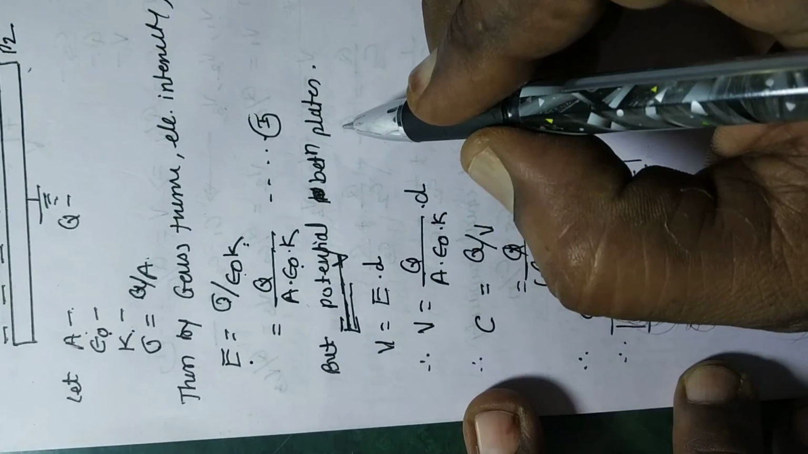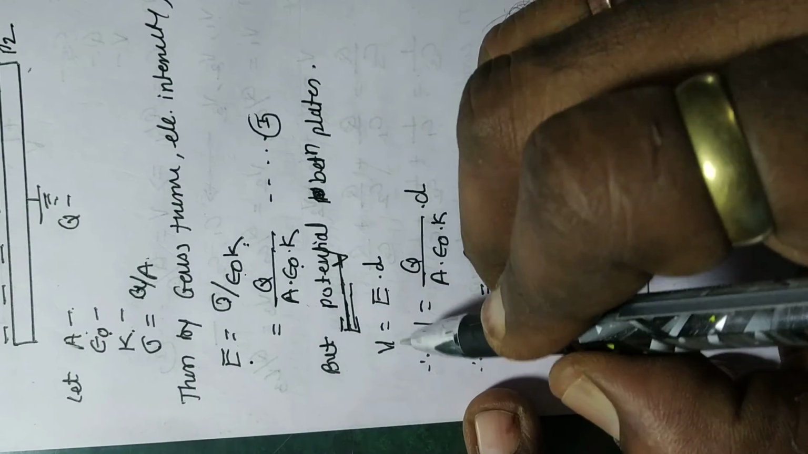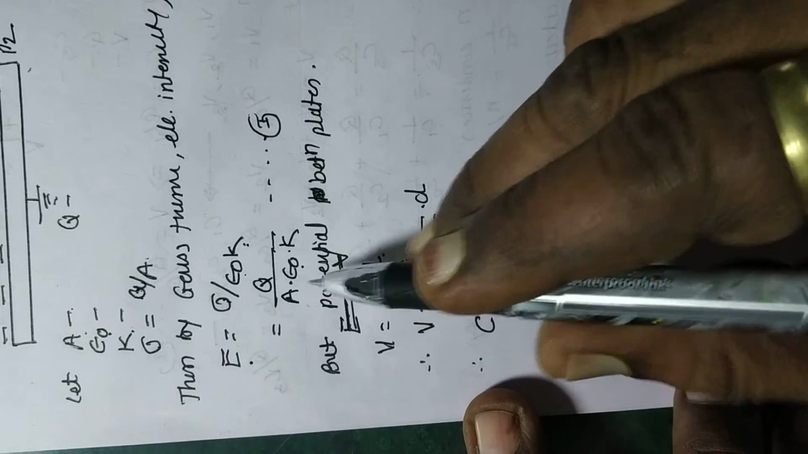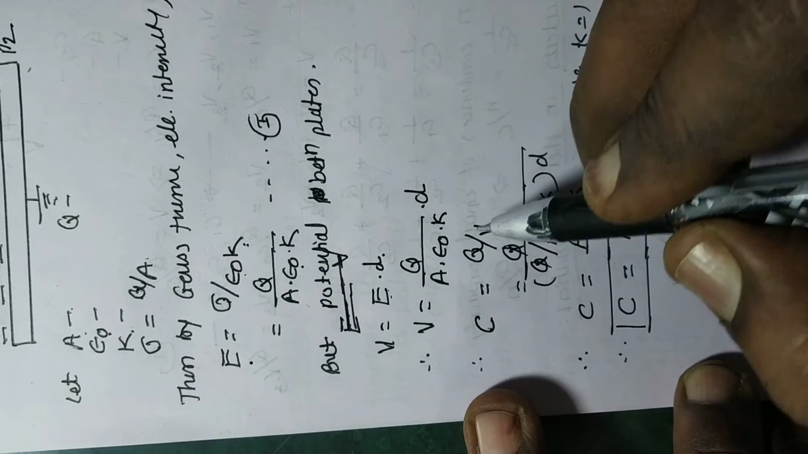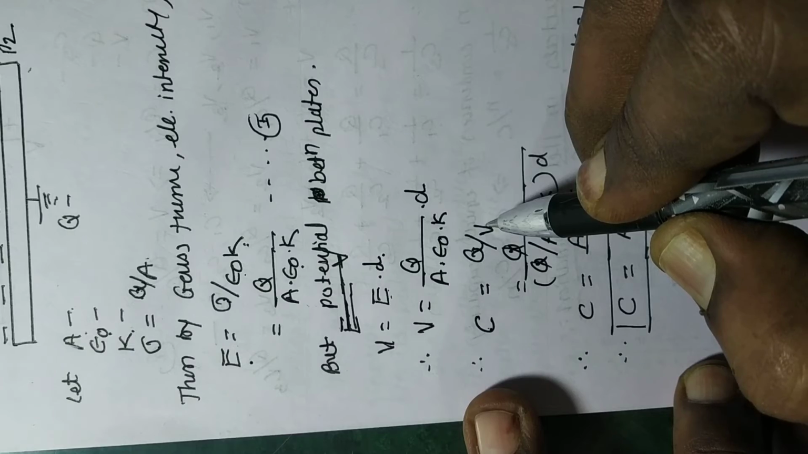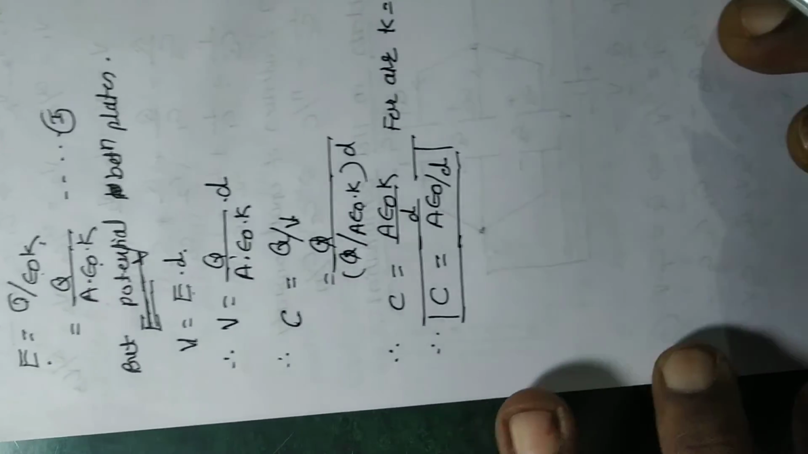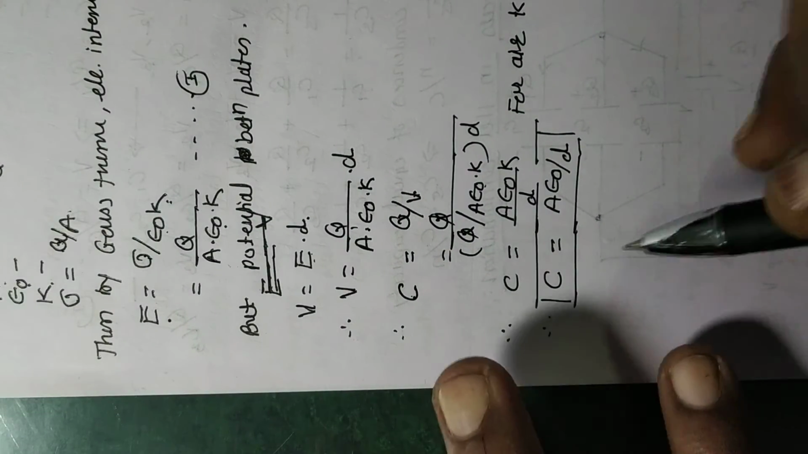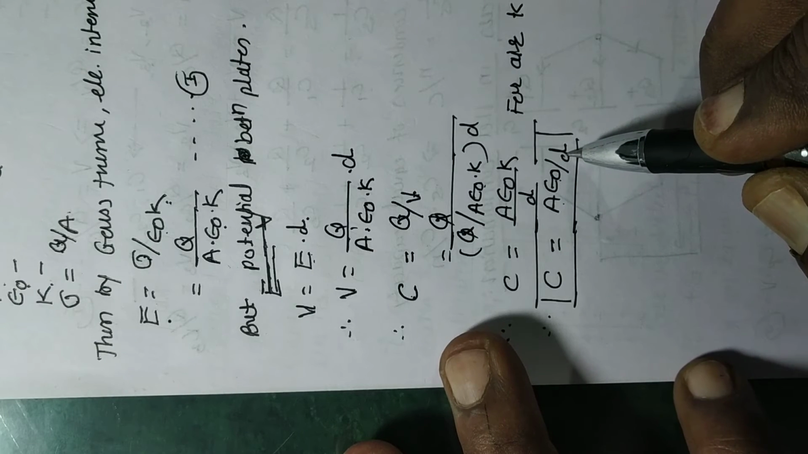But potential between plates V is equal to E into d. Put the value of E, and therefore capacity, what is capacity? That is charge divided by potential. Taking the potential here, we simplify. This is capacity of parallel plate capacitor. What is capacity? C is equal to A epsilon naught divided by d.